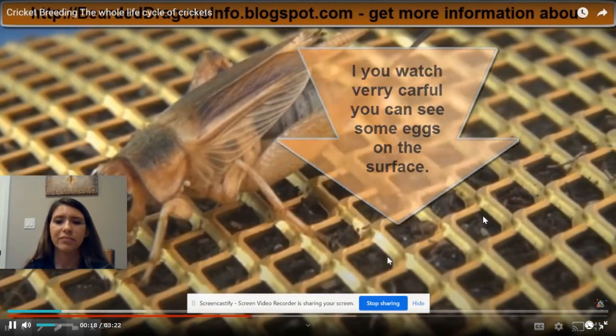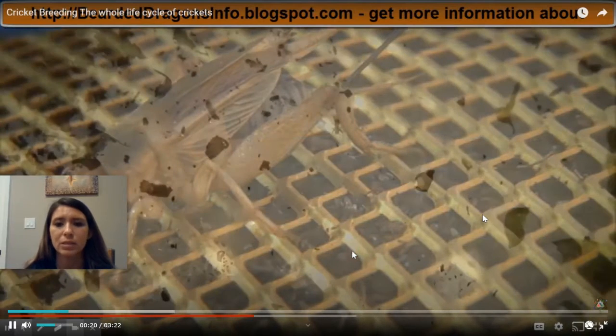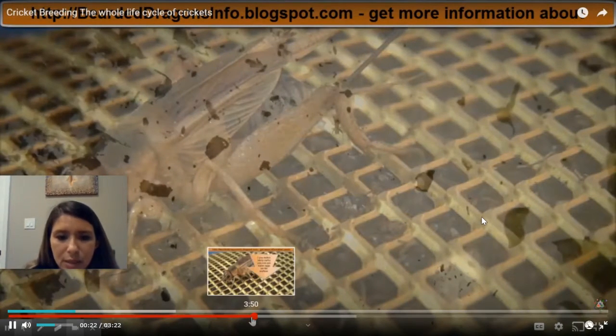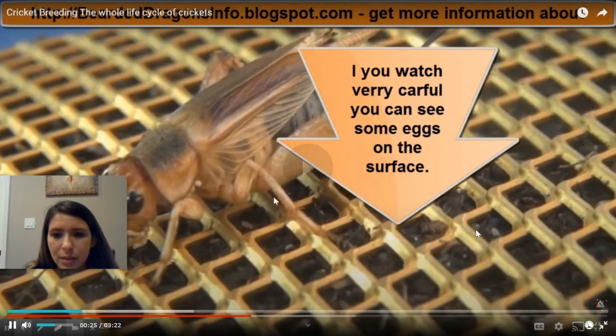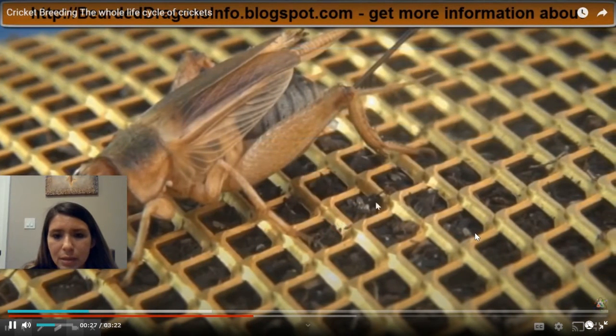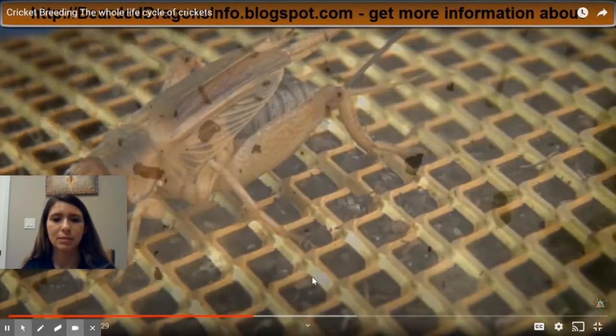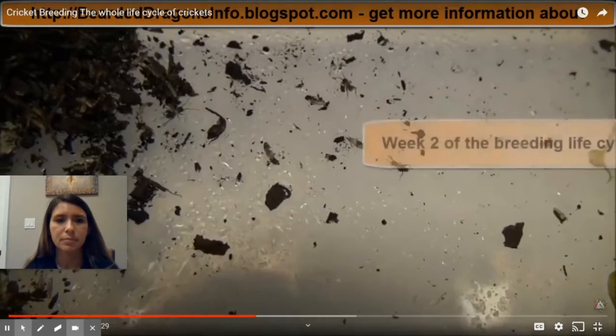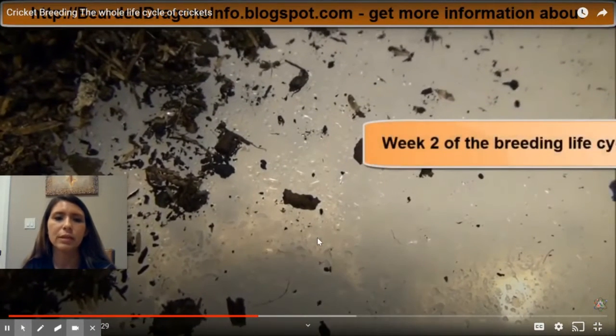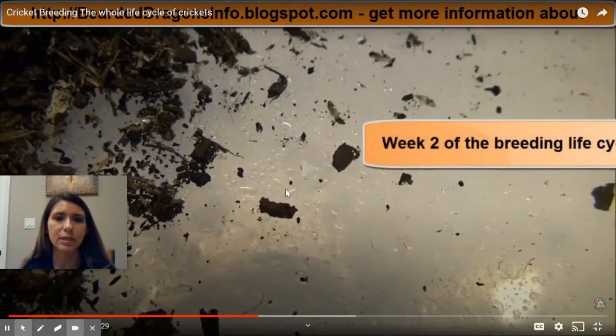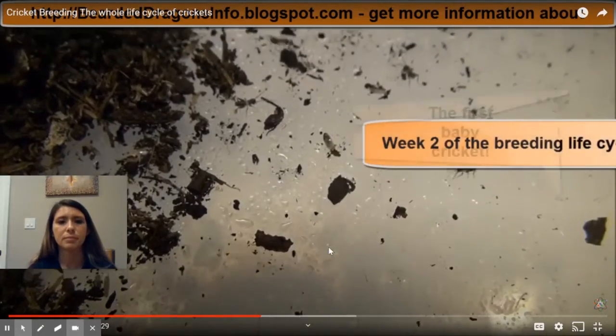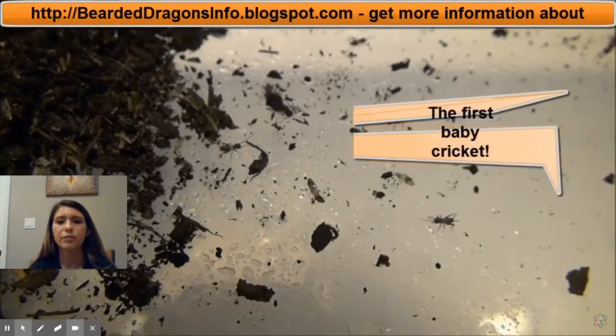Watch the surface. Knock it off, and you can barely see those eggs rise. There are our eggs, and it's really hard to find pictures of cricket eggs because they're so tiny. This is week 2. They've emerged from the egg phase, and now they are called nymphs. That basically means a baby cricket. There's our first baby cricket.